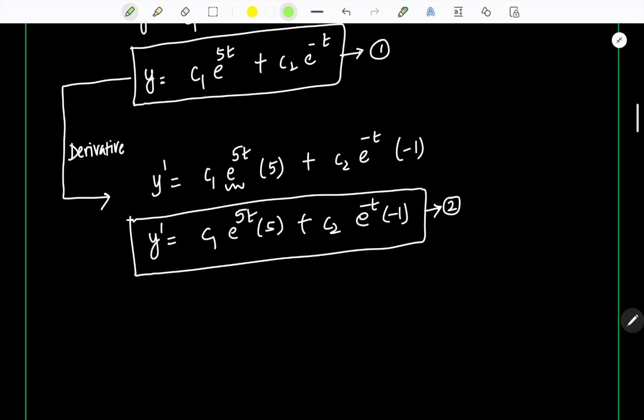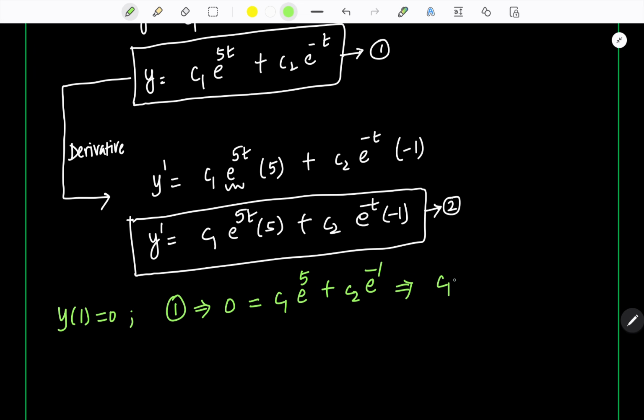So I'm going to put in the first condition. What is my first condition? y of 1 is equal to 0. So in equation 1, y equal to 0 and t equal to 1 gives c1 e power 5 plus c2 e power minus 1. Let me write this equation in a different form, with the constants written in front. e power 5 is a constant, e is a constant. So e power 5 c1 plus e power minus 1 c2 is equal to 0.